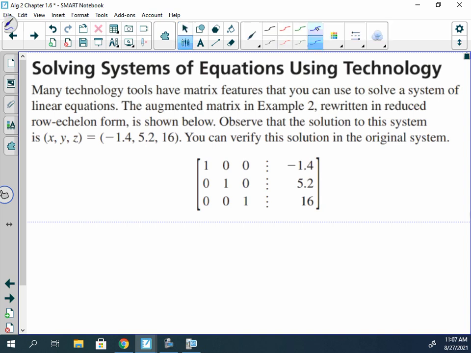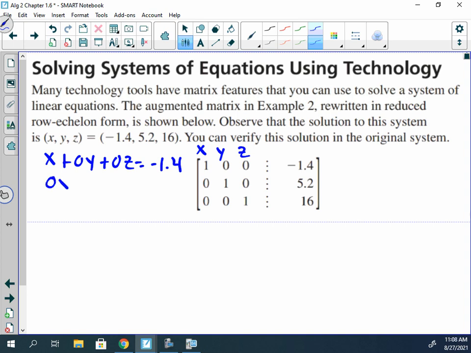Now, one of the other reasons that we know that this is XYZ is, well, when we set it up in standard form so that X was first, Y was second, and Z is last, yes? So this first one, if I plug this back in, XYZ, well, tell me that I have X plus 0Y plus 0Z is equal to negative 1.4. Well, the only thing that's actually there is X equals negative 1.4.